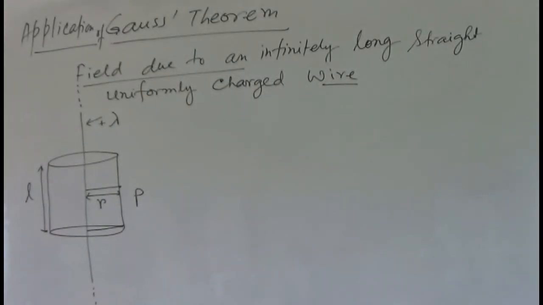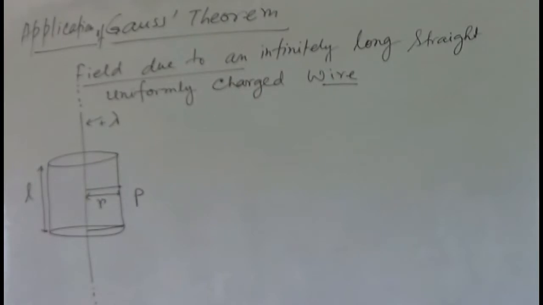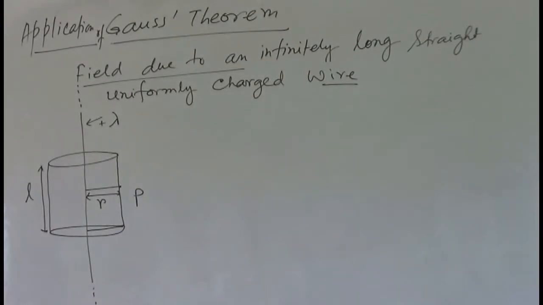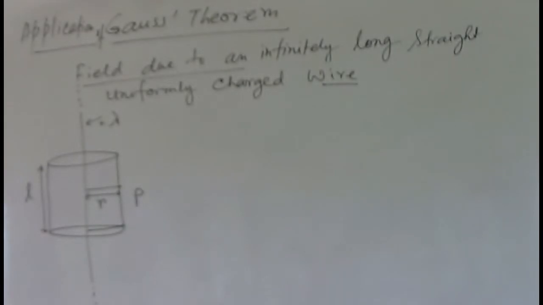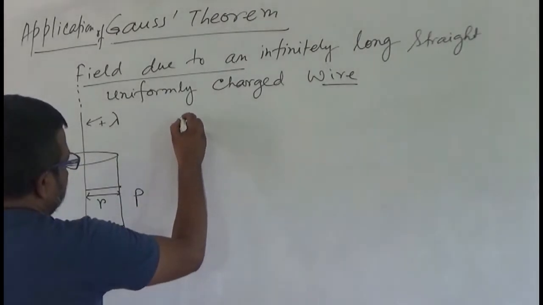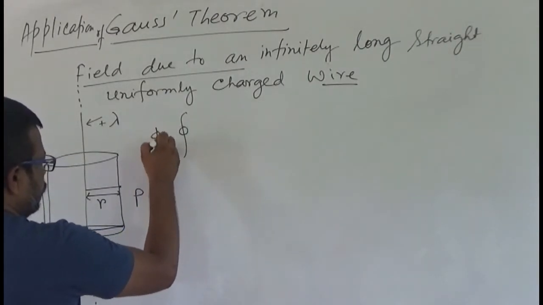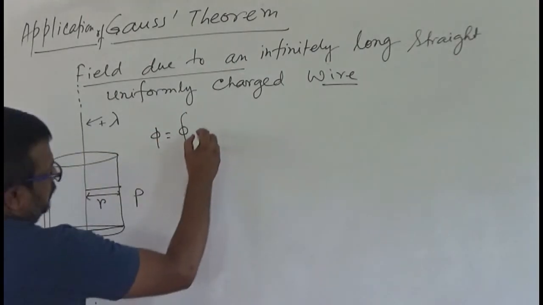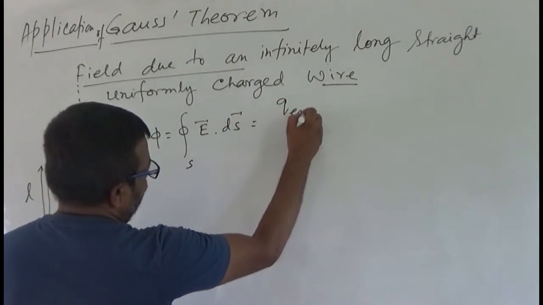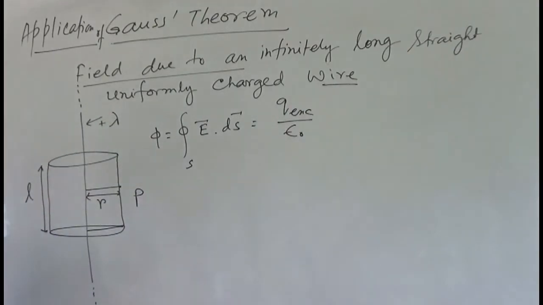Let us consider a cylindrical Gaussian surface of radius r and length L around the charged wire. The direction of the electric field at every point must be radial and also equal in magnitude at every point on the curved surface of the cylinder. Now, by Gauss's law, the total flux through this closed surface S, integral of E dot ds, will be equal to Q enclosed by epsilon 0. Q enclosed is the charge inside this surface.